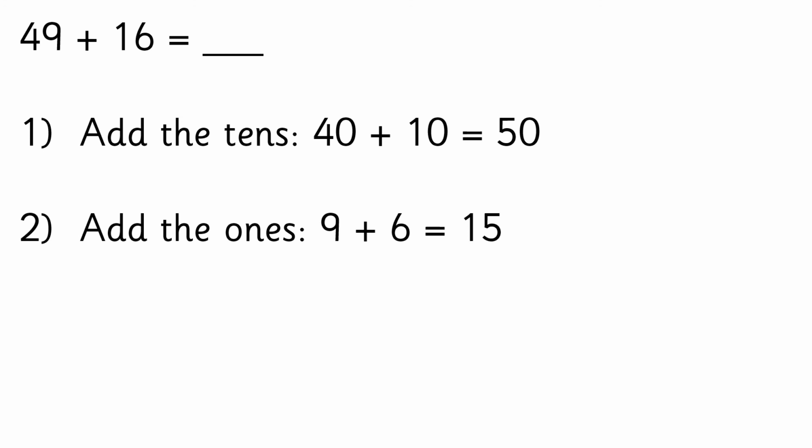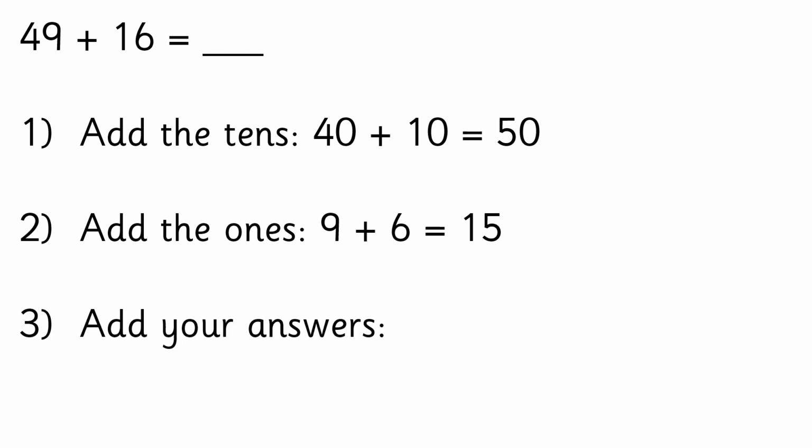And the third step, please? Yes, the third step is to add your answers together. And what numbers do we have to add together? 50 add 15, well done. And 50 add 15 is 65. So that means that 49 add 16 is equal to, yes, you're right, 65.